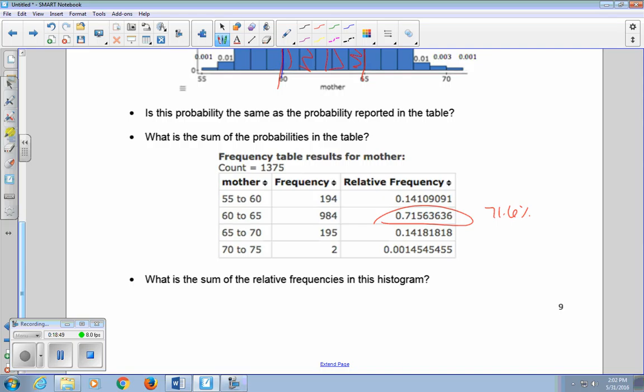And so the table, when you create this in StatCrunch, you're not able to actually choose the ranges for each of these intervals. StatCrunch does that for you.